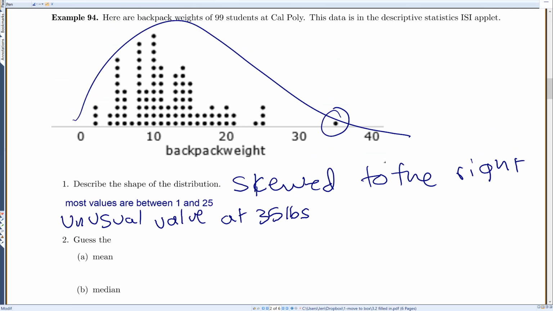Just looking at this, could you try and guess the mean and median? So let's actually do the median first. We know the median means half the data to the left and half to the right.